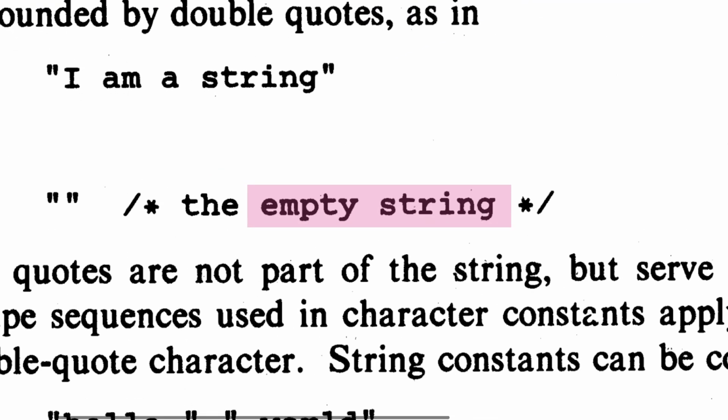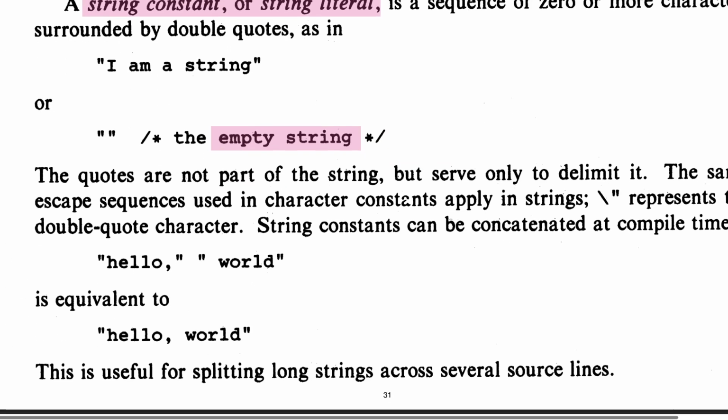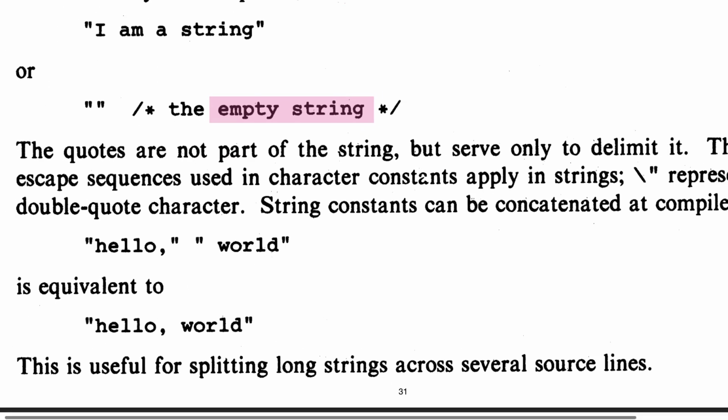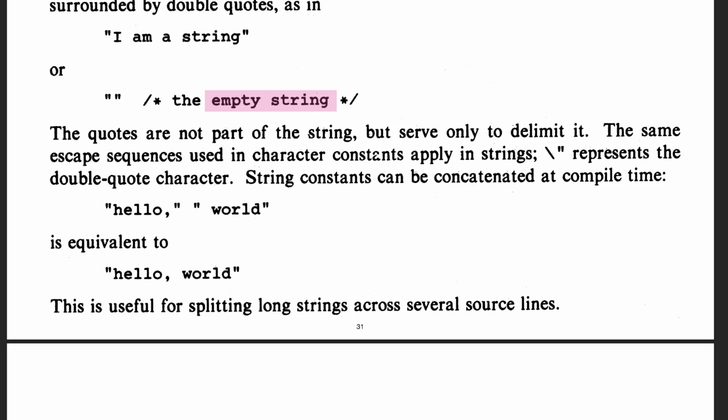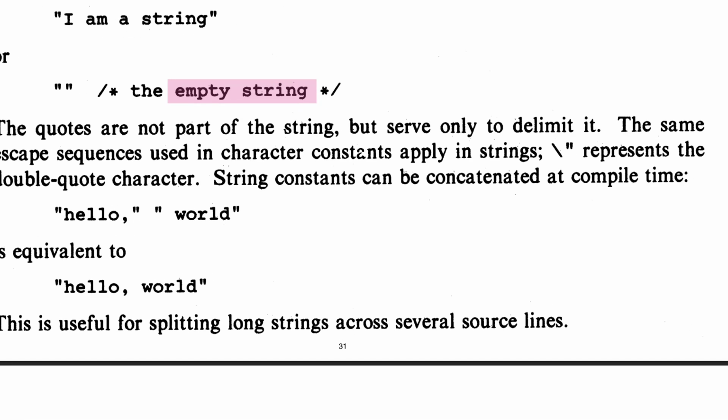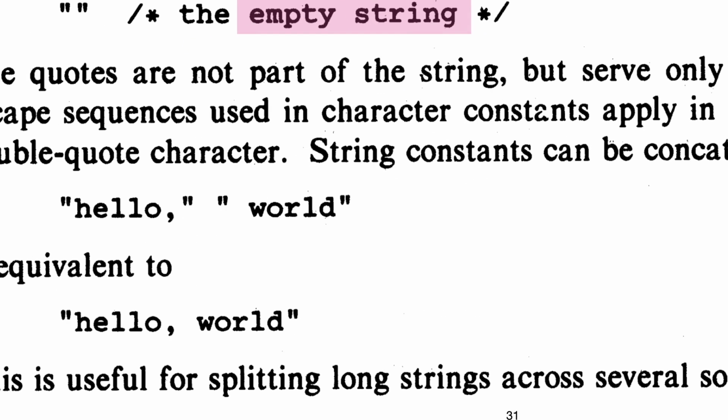For example, the starting double quote says that the string starts here, and the ending double quote says that the string ends here. So these just act as delimiters. And string constants can be concatenated at compile time. Concat means to join the strings. So you can observe here Hello World is written.